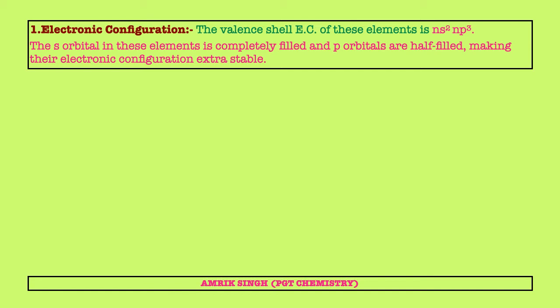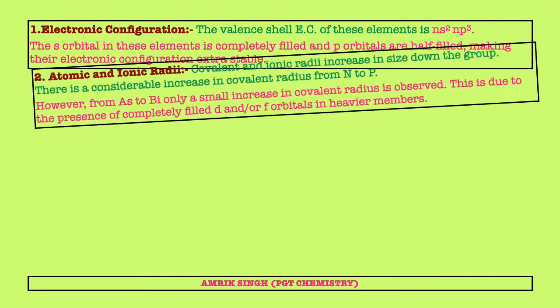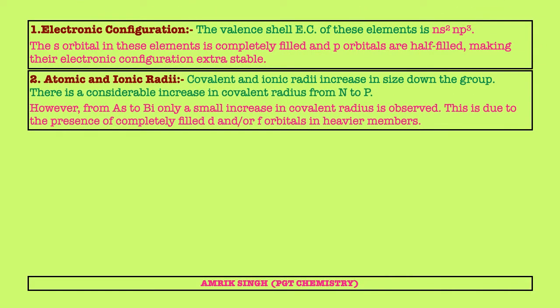First is electronic configuration. The valence electronic configuration of these elements is ns2np3. The s orbital is completely filled and p orbitals are half filled, making their electronic configuration extra stable. Atomic and ionic radii: covalent and ionic radii increase in size down the group due to increase in number of shells, as we know from previous knowledge of 11th class.